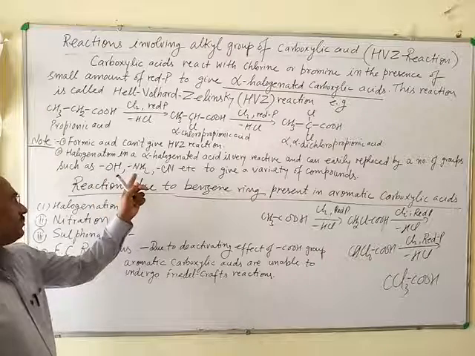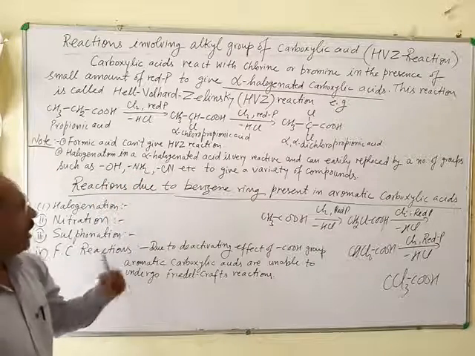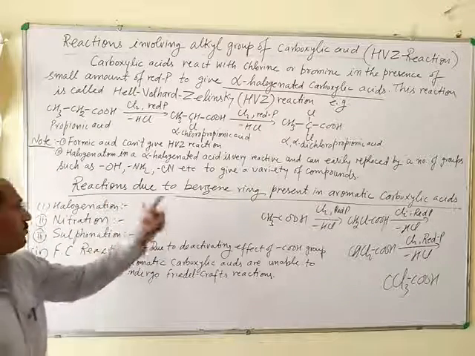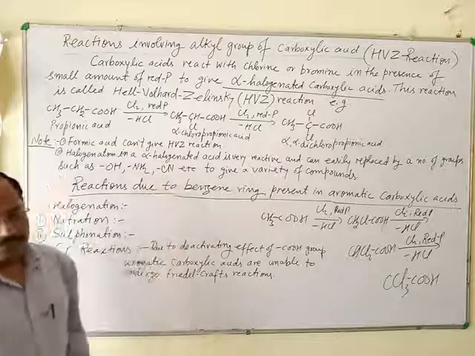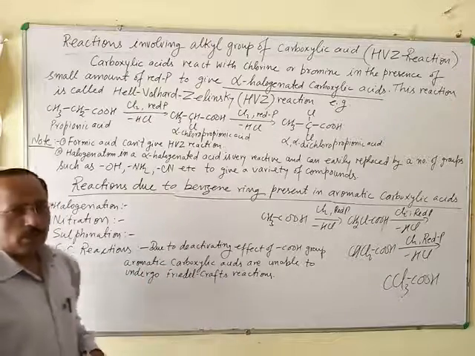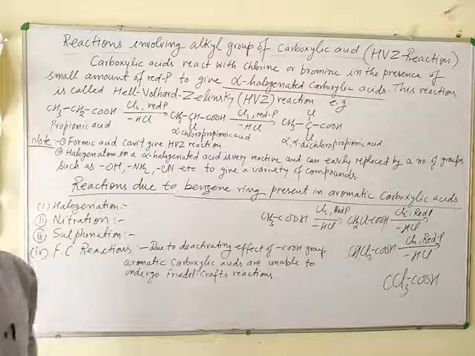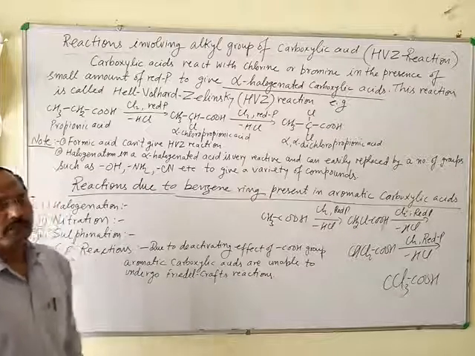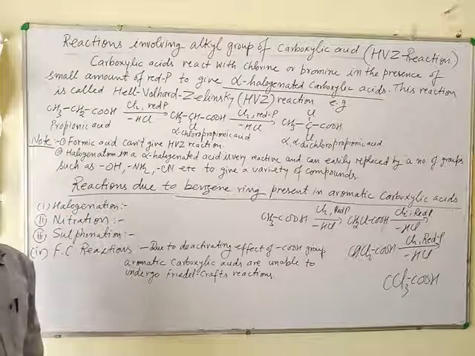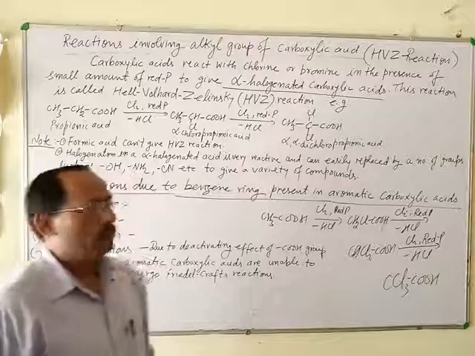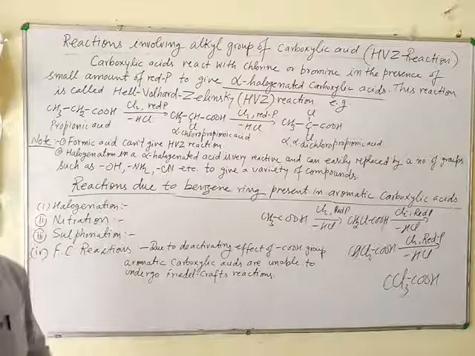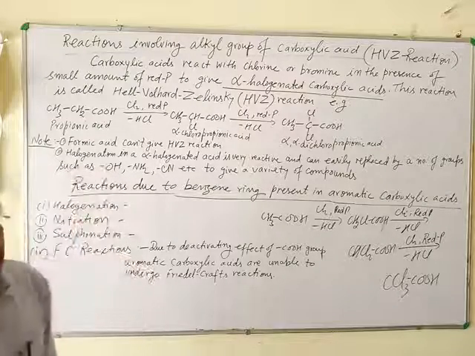When halogen atoms are replaced by NH2 group, then alpha amino derivatives of carboxylic acids are formed with the help of HVZ reaction. If halogens are replaced by cyanide group, then cyano derivatives of carboxylic acid form, which on further hydrolysis give dicarboxylic acids. This is the significance, or you can say importance, of HVZ reaction in the preparation of a number of organic compounds. Now the last reaction of carboxylic acid is electrophilic substitution reaction of benzene in aromatic carboxylic acid.